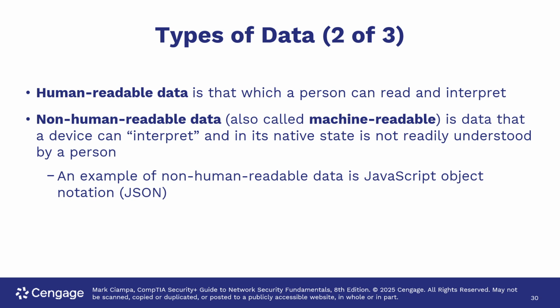You have non-human readable data, also known as machine readable data, that can be interpreted in its native state and is not readily understood by a person. For instance, if you took your Word document and looked at the contents, it looks like a bunch of gibberish. If you took a PowerPoint or a picture and dumped the file, it would look like gibberish. That's why that's important. Some call that binary data.